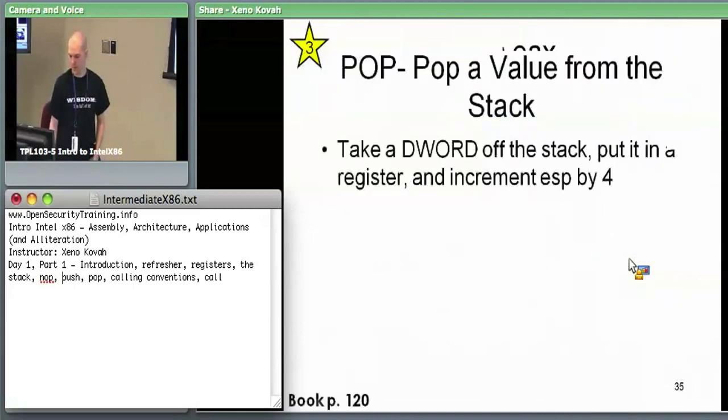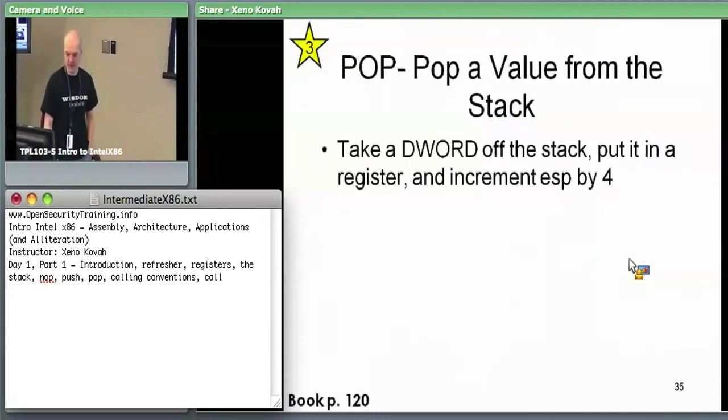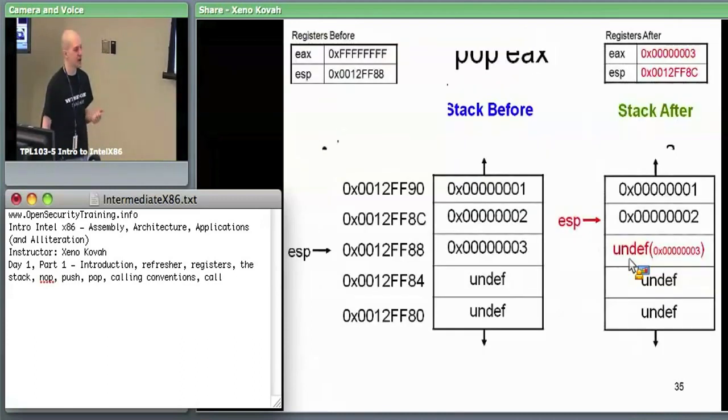All right. And then the corollary to push is pop. If you want to take something off the stack, you just use pop. Pop takes whatever's on the top of the stack, whatever ESP is pointing to right now, takes it off and puts it into whatever register you specify, and then increments ESP by 4 in order to move it up and start pointing at a different point of the stack. So it's the exact same thing backwards.